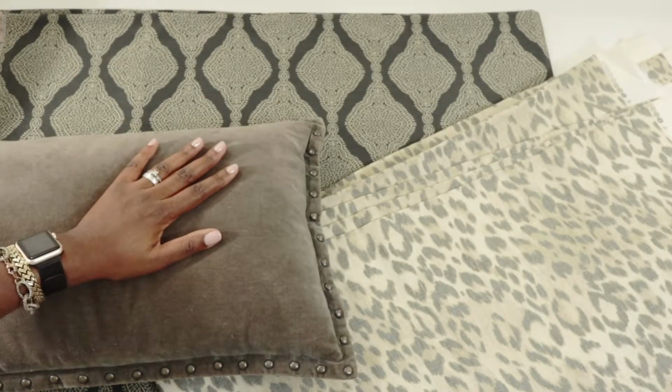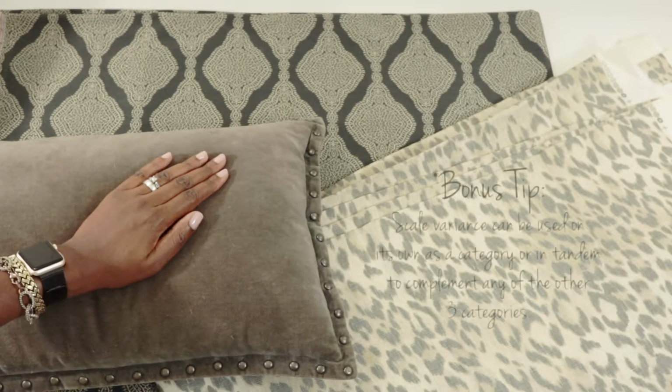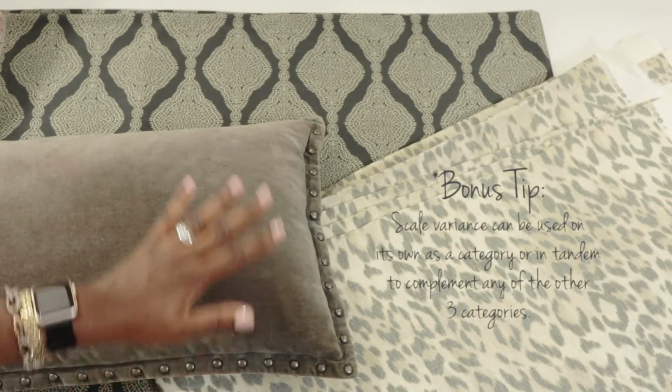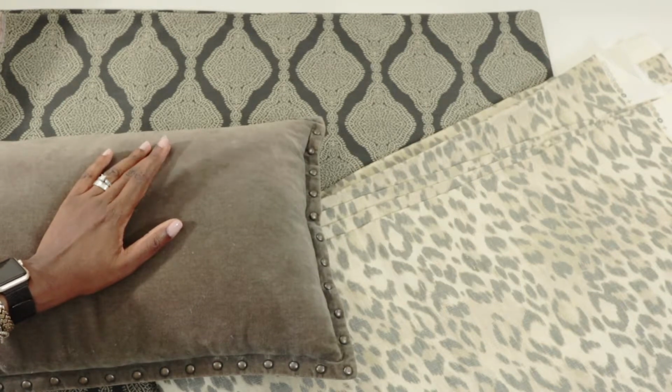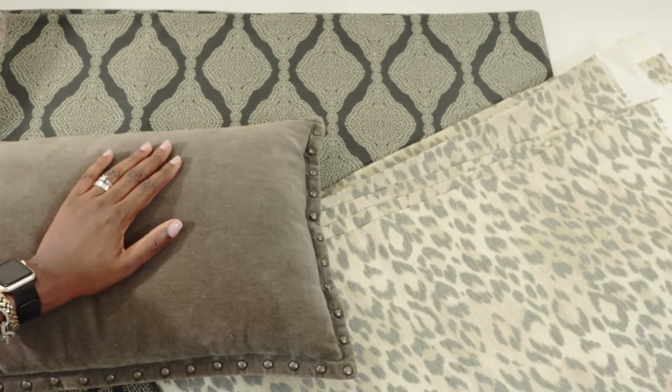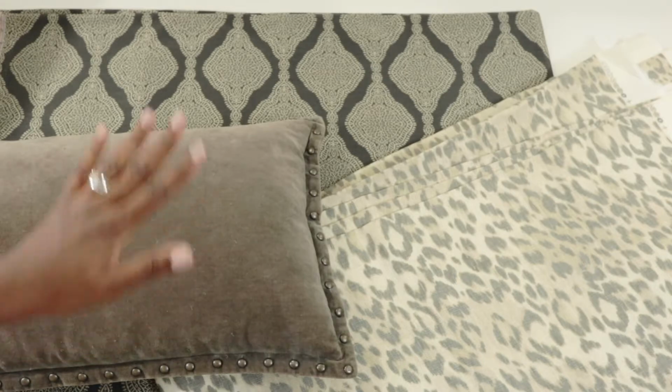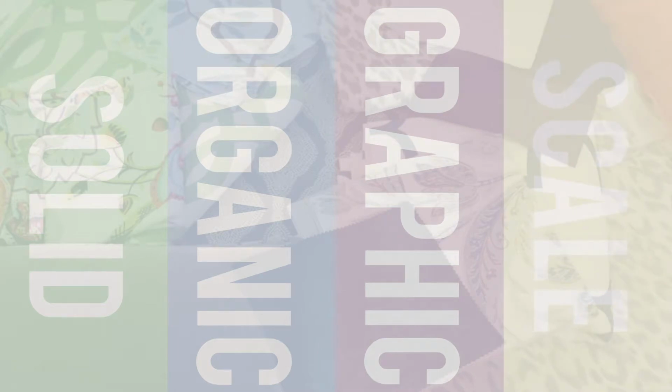And as you might be able to tell, using scale is kind of like a wild card. It applies almost everywhere and sometimes comes into play even when you didn't intend. So it's really a great option to choose when you're stuck figuring out how to pull patterns together. To recap, the perfect pairings artfully combine textiles from at least 3 of these categories: solid, organic, graphic, and scale.